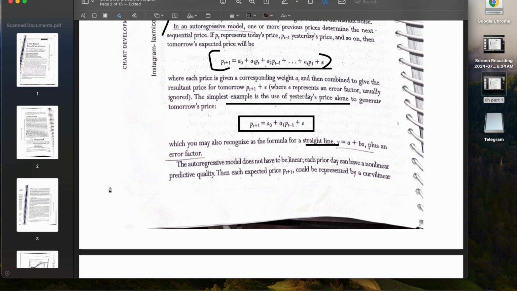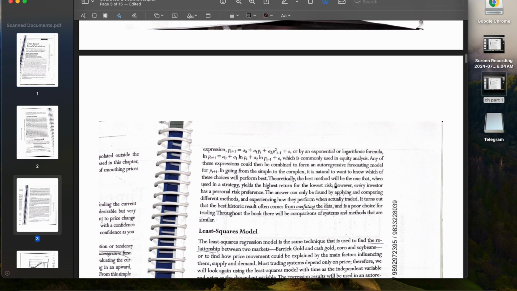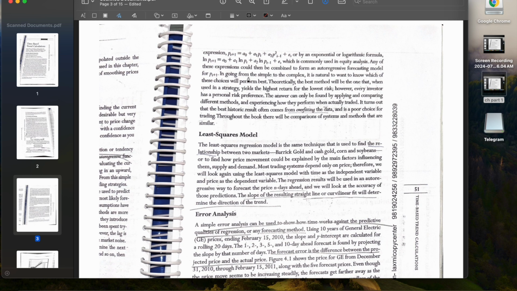That is also something you can keep in mind. The autoregressive model does not have to be linear. You know what a linear is, right? Each prior day can have a non-linear predictive quality. That means we don't have to be sure that there is a particular pattern which is being followed. That is basically the core characteristic of an autoregressive model. Again, you can read this if you want to. Pause the video and read it.